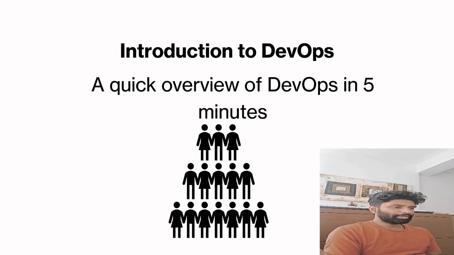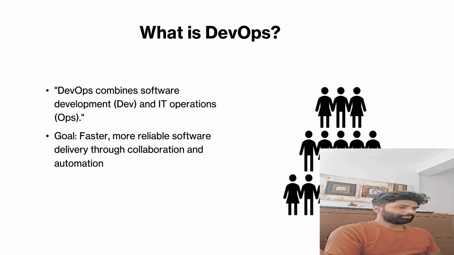In this video we are going to talk about DevOps. So a quick overview of DevOps in 5 minutes. What is DevOps? A set of practices that combines software development and IT operations. So what is the goal of DevOps? Faster, more reliable software delivery through collaboration and automation.